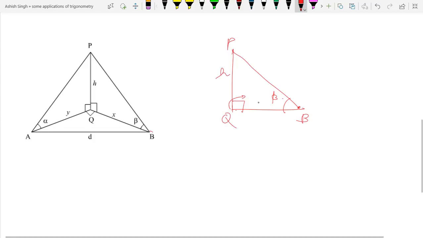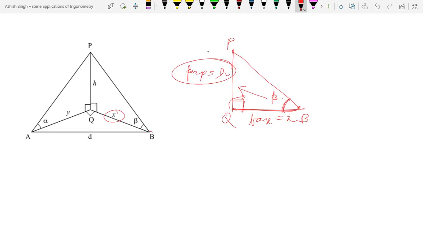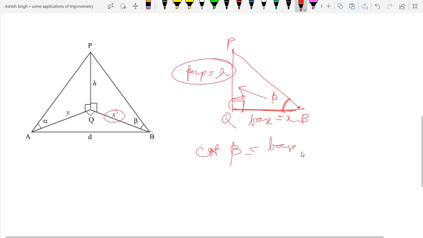So when it makes an angle 90°, this is called the base, and this base I have taken as X, and the angle opposite is called the perpendicular, and the perpendicular is taken as H. Okay, so I can say in a better way that if I can find cot beta, what will be cot beta? The cot beta is nothing but base by perpendicular.